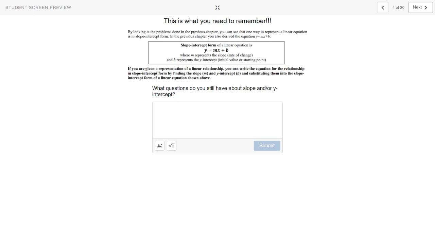M represents the slope or the rate of change. B represents the y-intercept, the initial value or starting point. If you are given a representation of a linear relationship, you can write the equation in slope-intercept form by finding the slope m and the y-intercept b and substituting them into the form. Substituting means replacing. So you take y equals mx plus b and you replace the m with the slope value and the b with the y-intercept value, and then you've got a linear equation.